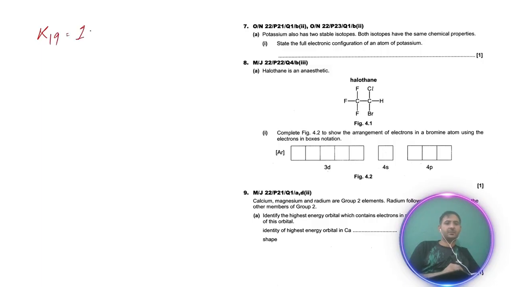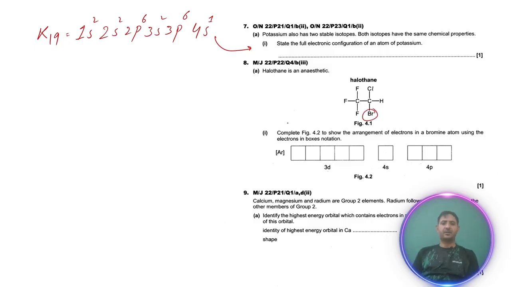So it is 1s2, 2s2, 2p6, then 3s2, then 3p6. 19 electrons are there: 6 plus 2 is 8, to 10, to 12, and 3p6 makes 18, and then a 4s1. That is the electronic configuration, and you can write this here.